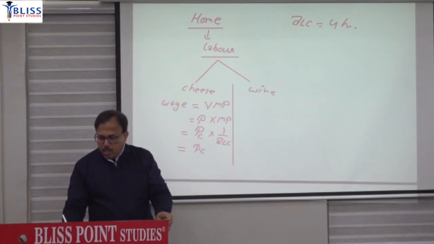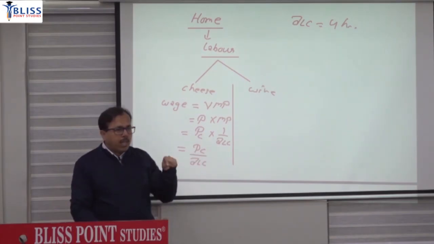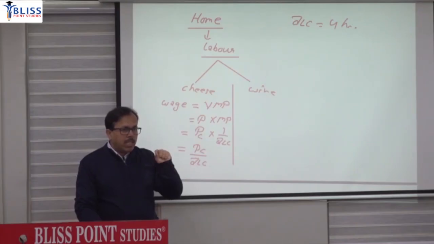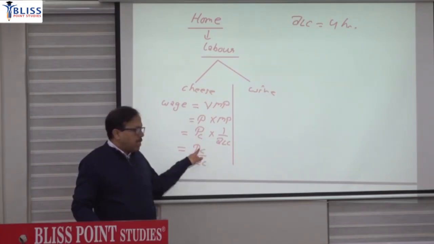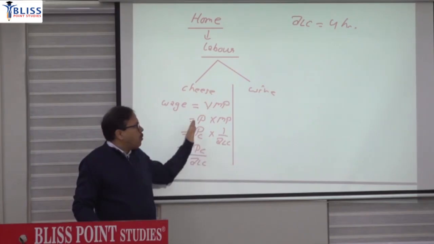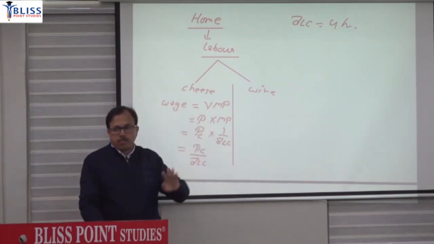It is PC upon ALC. Workers will be paid wage in the cheese sector equal to PC by ALC. Can you calculate similarly for the wine?